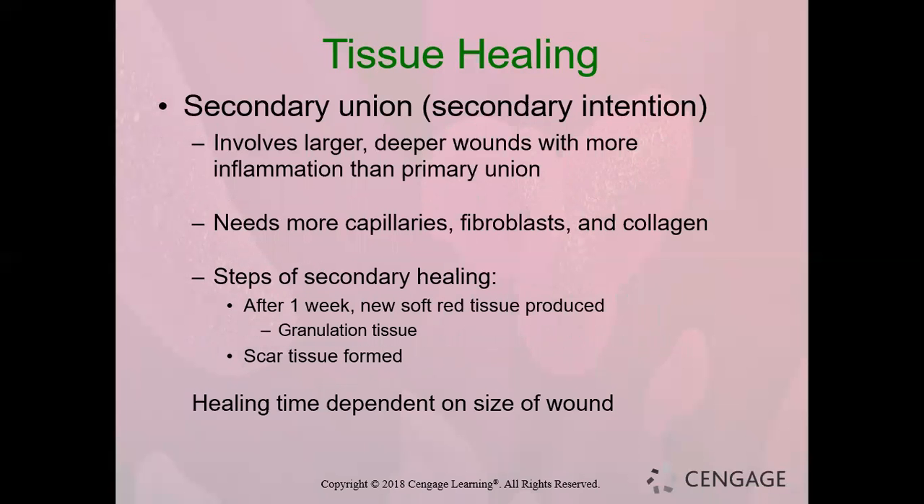And then there is tissue healing for larger, deeper wounds with more inflammation. These are going to need more capillaries, more fibroblasts, more collagen. And after 1 week, they're going to have new soft red tissue produced, and the scar tissue is going to form. And the healing time is going to depend on the size of the wound and, again, on their nutrition. Do they have any diseases that are going to impact this? And like diabetes, do they smoke? All of those things. And they also want to make sure they clean that wound, or what we would call debride that wound, to make sure there's nothing in it to prevent it from healing.